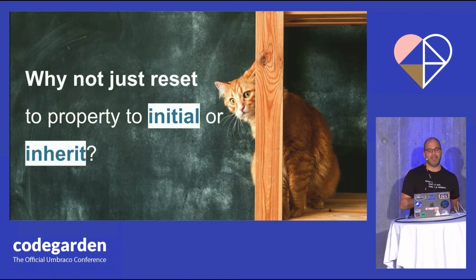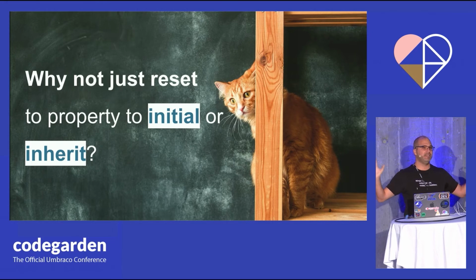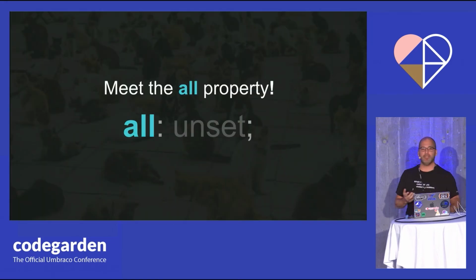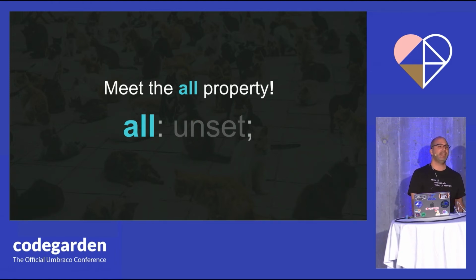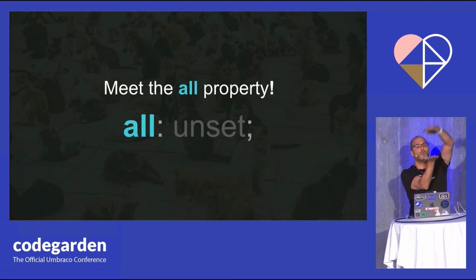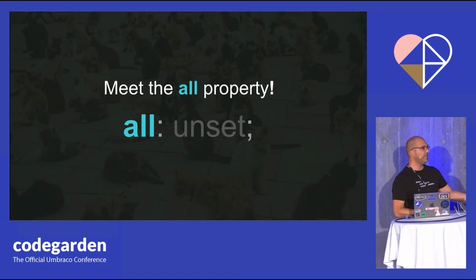We have another special reason to use it, and this is for one of the most special properties in CSS. A lot of web developers don't even know that it exists. I'm talking about the all property. The all property combines all the properties that exist in CSS into one property. In this way, you can reset all the properties in CSS with one definition, all and unset.